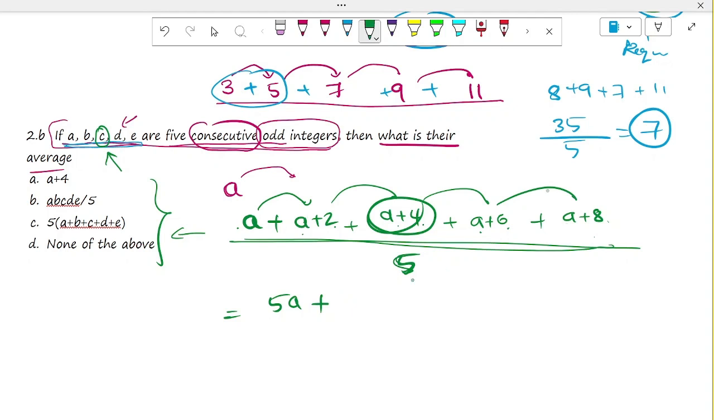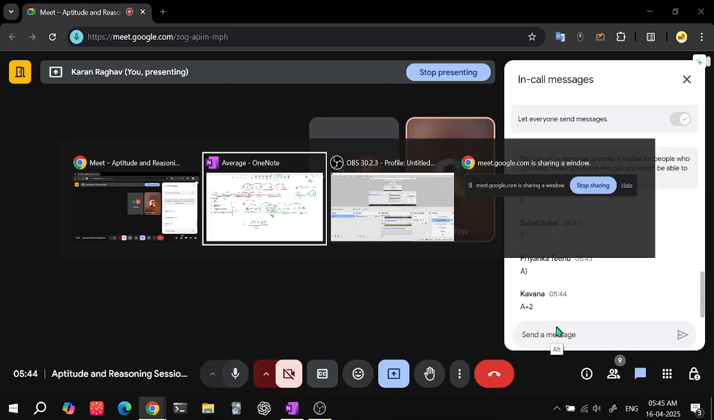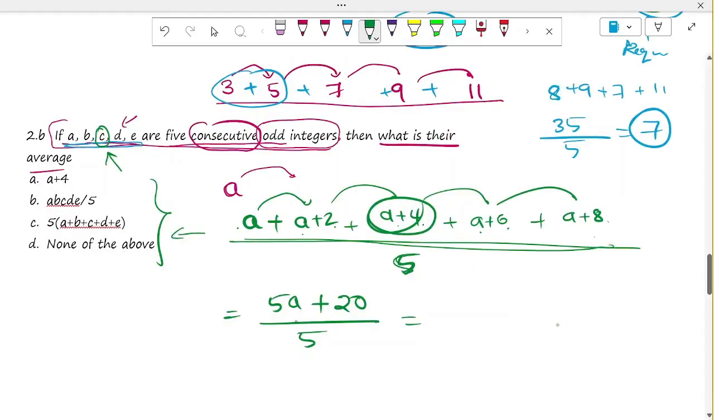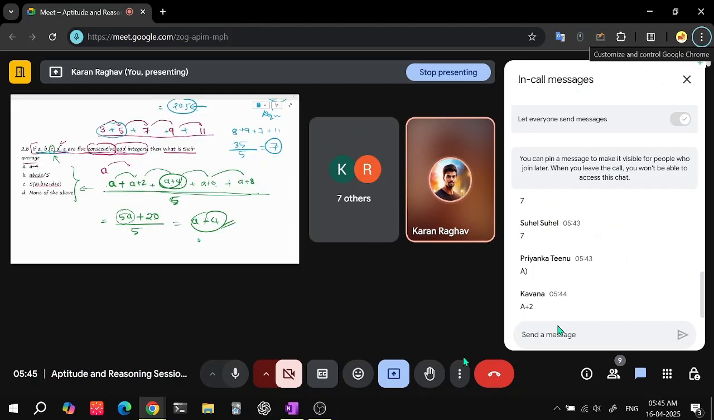10, 12, 8, 20 divided by 5. So what is the answer? Divide this by 5, you get A, plus divide this by 5, you get 4. So the answer is what? A plus 4, same as the middle value.